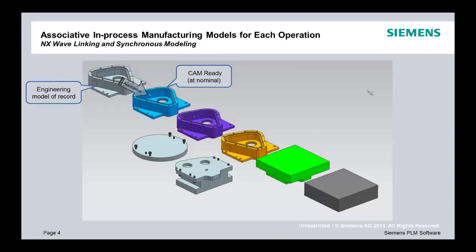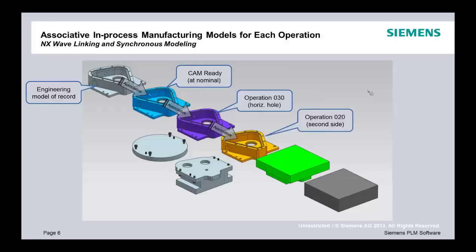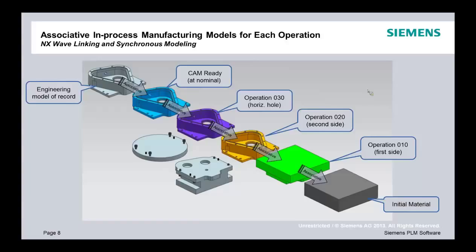So with a CAM ready model, we can use that again as something we won't touch from here. It stays as our CAM ready model, and we can make then associative copies from there and run backwards through the manufacturing process, do the last operation. In this case, that horizontal hole in the back wall is made with this last operation. Additionally, make associative copies from here that represent the machining result from the second operation. This is the second side, almost complete. The first side only half complete, all the way down to the initial material.